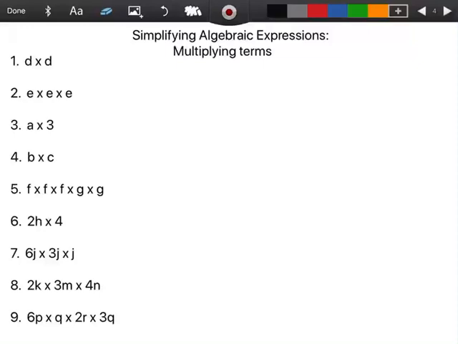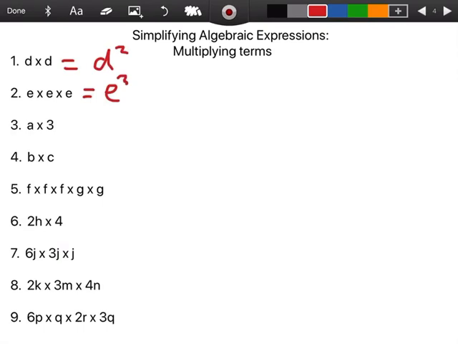Okay, so here we're going to talk about multiplying algebraic terms. Now, in the first couple of examples, we use the same rules for indices or powers that you use with numbers. So, for example, d times d, we can write as d squared. E times e can be written as e cubed.